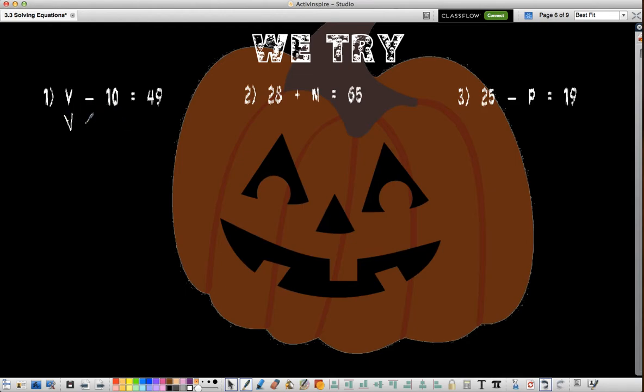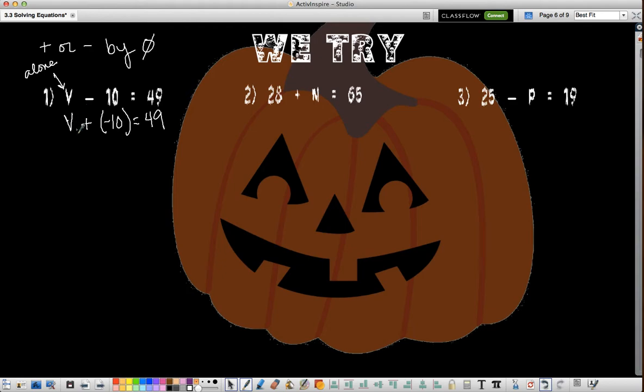We know that we can change this to v plus a negative 10 equals 49 because we like to change subtraction to addition. And when I'm adding and subtracting in equations, what I want to do is get to the point where I'm adding or subtracting by 0. The reason is that I know 0 does not change the value. It won't change the value of the variable. So I want to get the variable by itself. So v wants to be all alone.